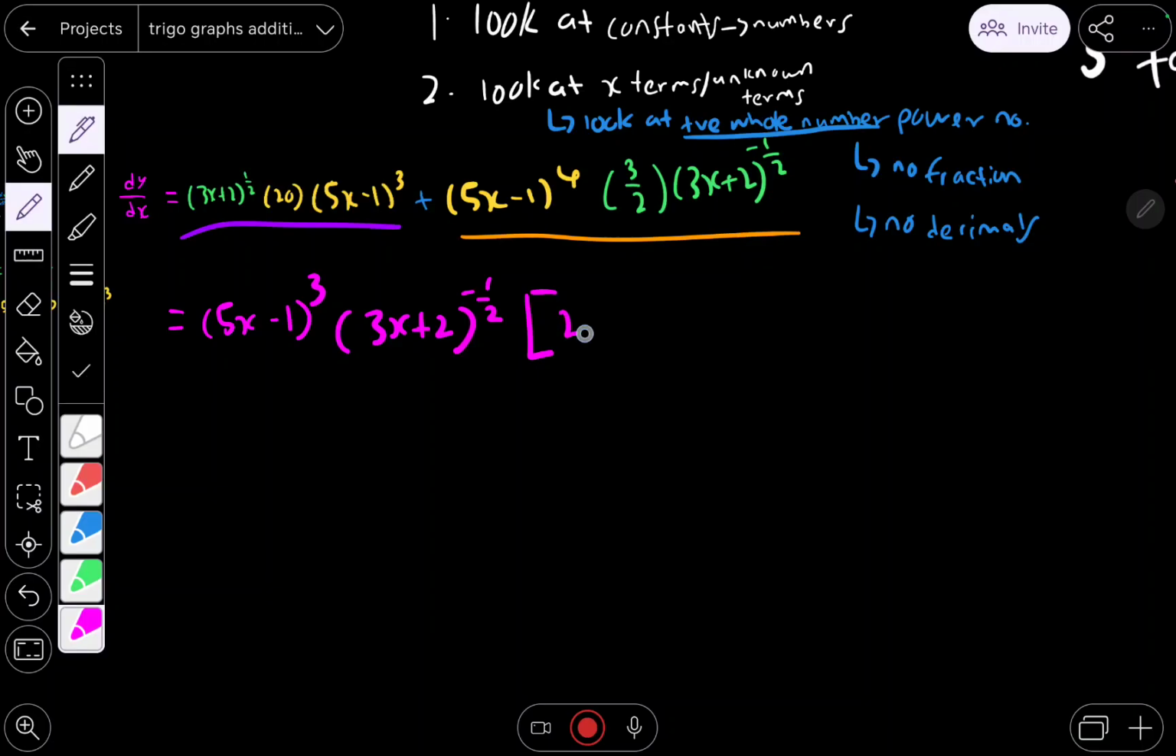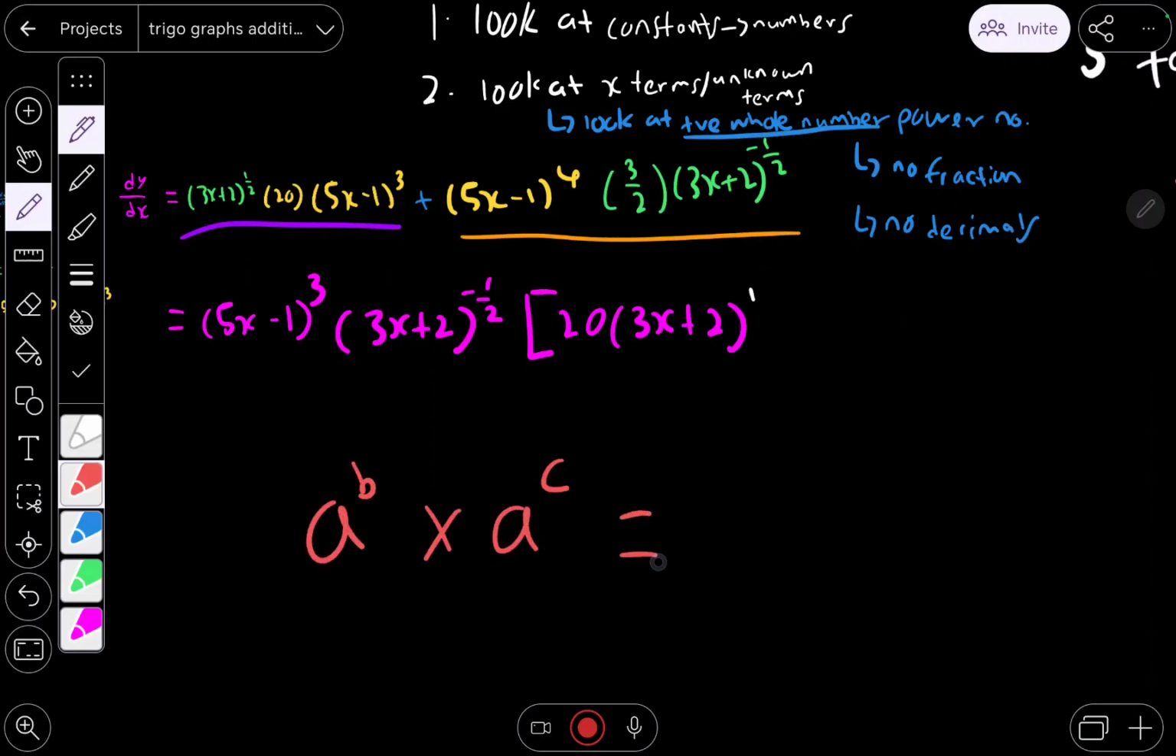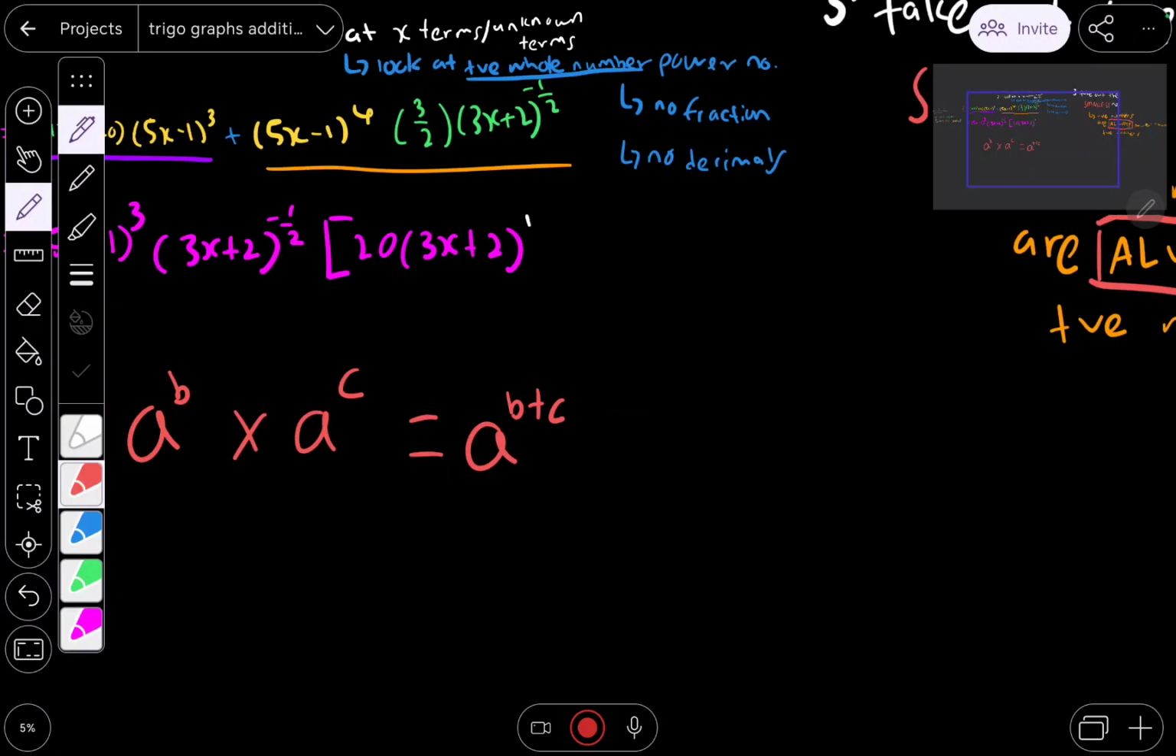Put in your numbers first. 20. Alright. And then what will we put in? We will put in your 3x plus 2. One set. Why one set? Okay, let me tell you. Think about it. Okay, there's an invisible power here, remember? Alright, so remember this rule, a to the power of b times a to the power of c. This will be a to the power of b plus c. Alright, so ladies and gentlemen, look at this.